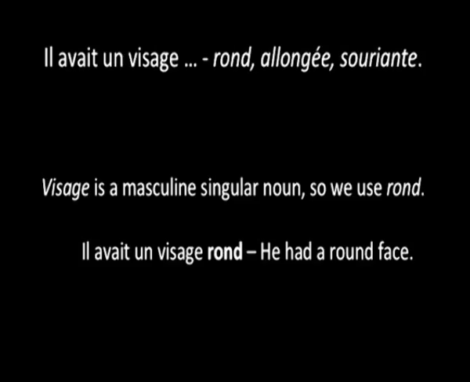Let's now do a short exercise on qualifying adjectives. Fill in the blank with the right inflected form of the qualifying adjective. Il avait un visage rond, allongé, souriant. Visage is a masculine singular noun, so we use rond. Il avait un visage rond. This sentence translates as he had a round face.